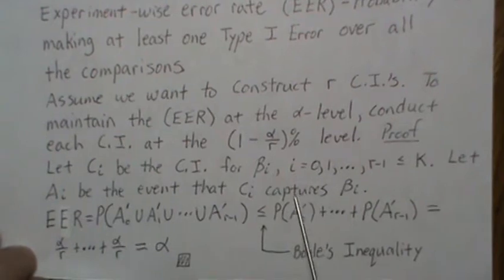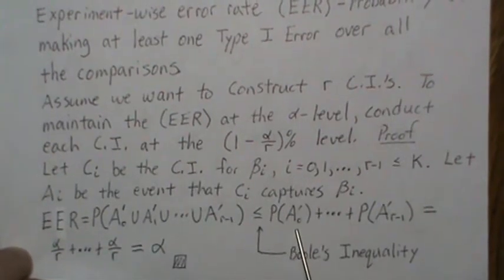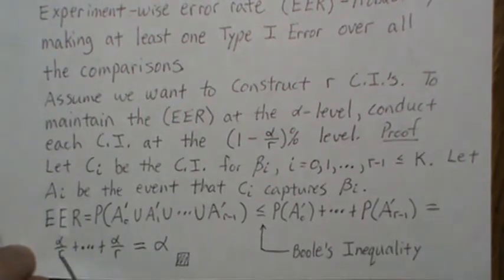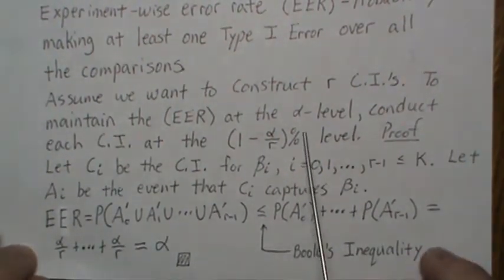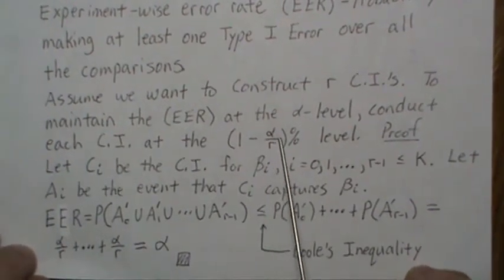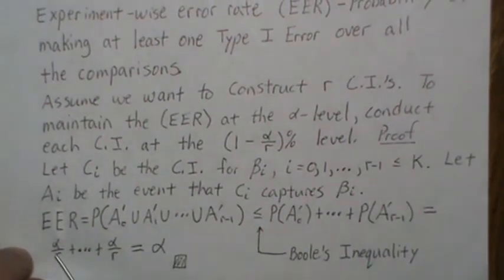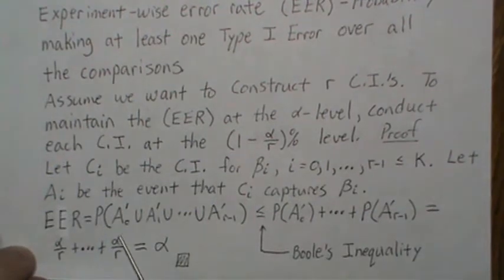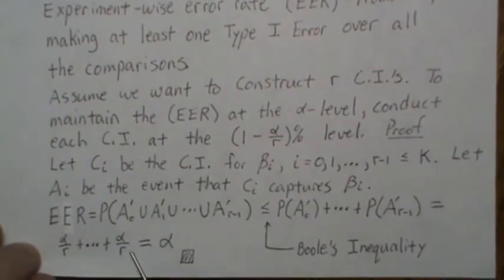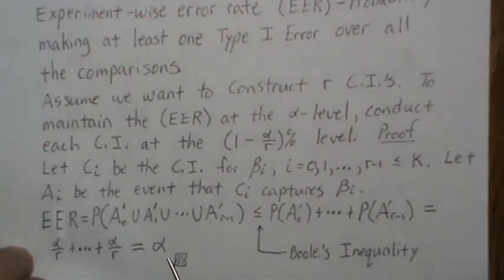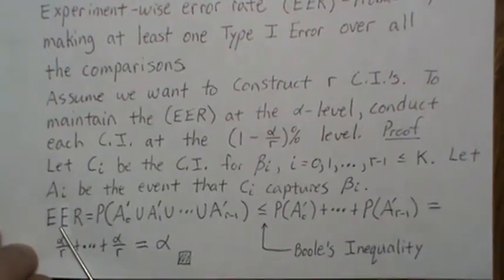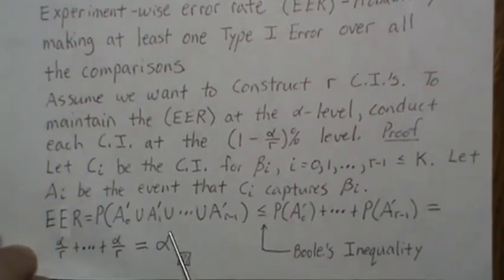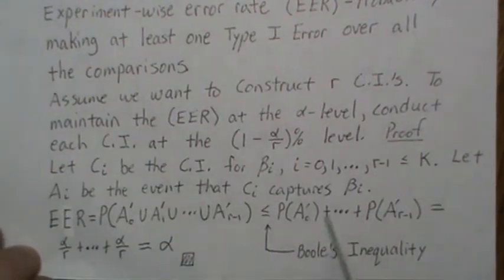But for each individual test, we know this: the probability that we make a type 1 error on beta 0 is actually alpha over R. Remember, we're conducting each test at the alpha over R alpha level, and there's R of these, so each one of them has the same probability of alpha over R. But when these are added up, that's alpha. So the experiment-wise error rate, if we use this Bonferroni approach, is protected at a maximum of alpha.